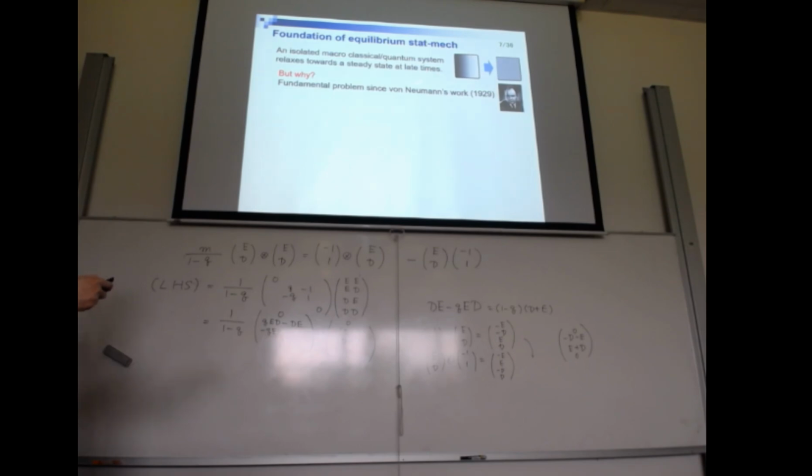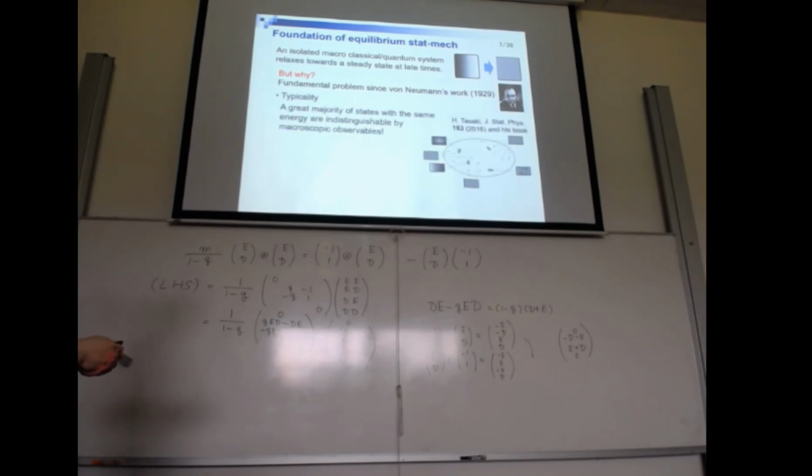But the question you might want to ask is why this kind of relaxation happens in macroscopic systems, either classical or quantum. And this kind of problem can be traced back to famous von Neumann's work in the 20s. Since then, people have been trying to understand why this kind of thermalization happens. And then people came up with the idea to use the notion of typicality. And let me explain what typicality is.